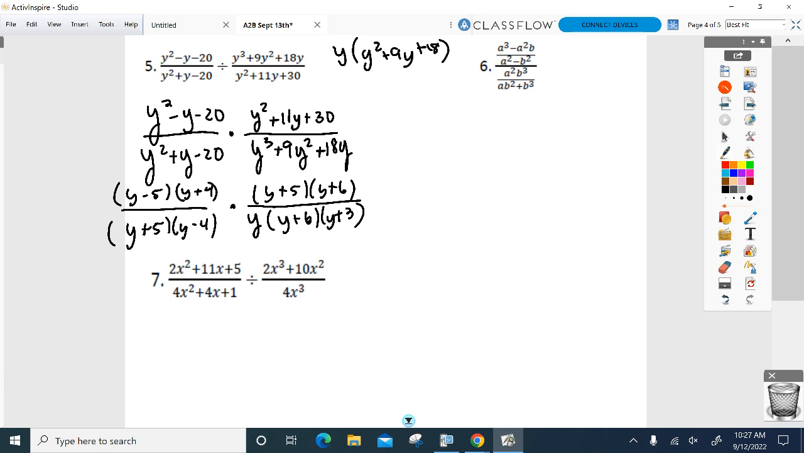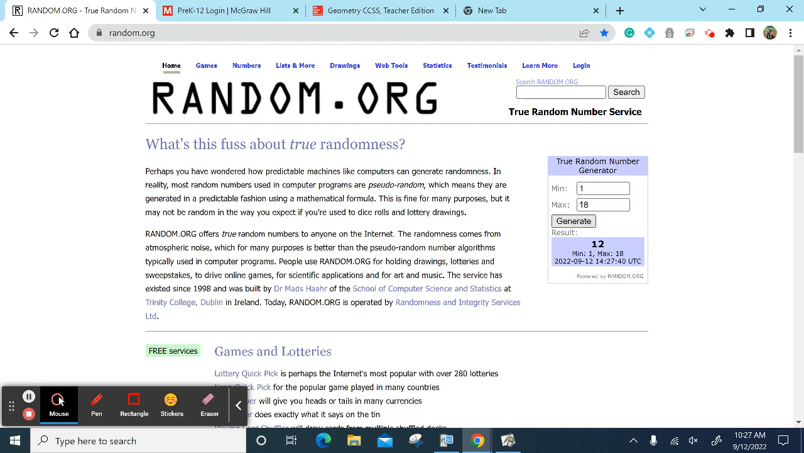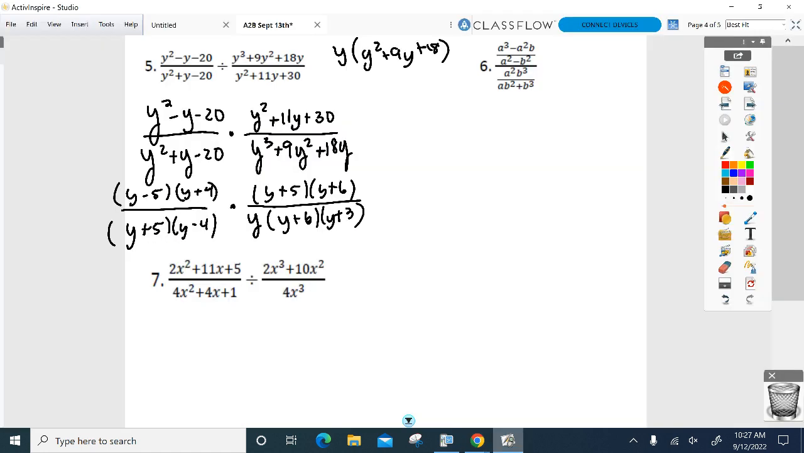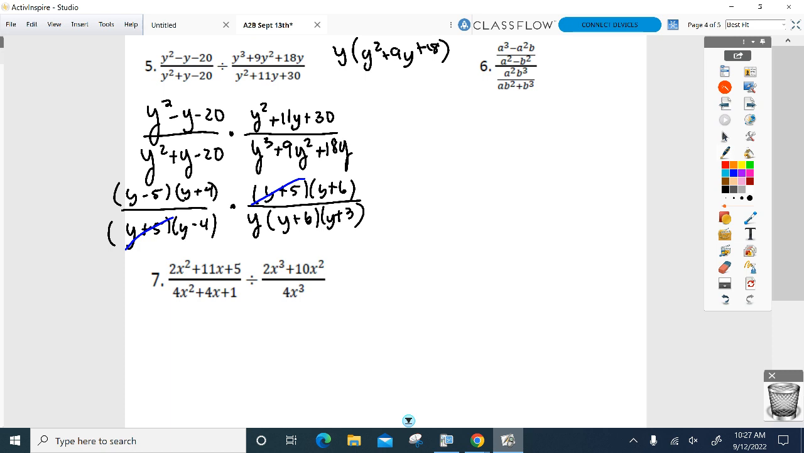Great work. And now cross out time, right? Take your time. 12. You can cross out the y plus 5 and y plus 5. Yes, you can. And let me take a quick look. Yep, there's more up here. There's more you can cross out. 5. Y plus 6 and y plus 6.